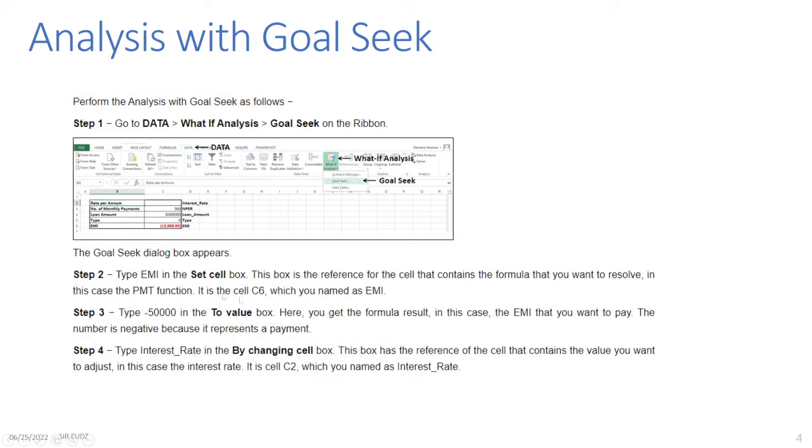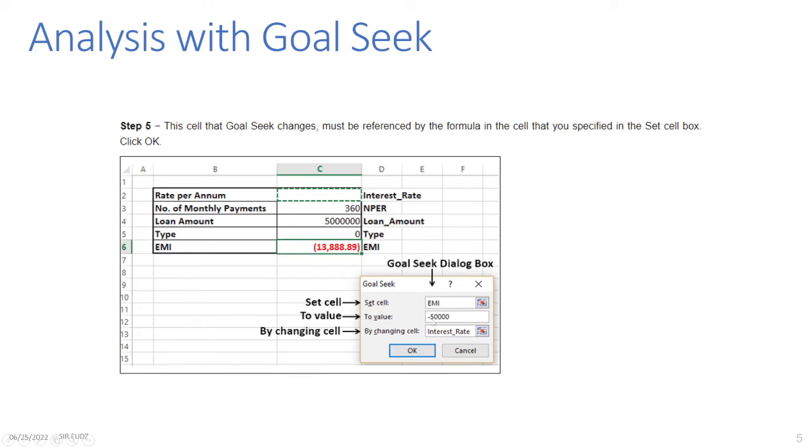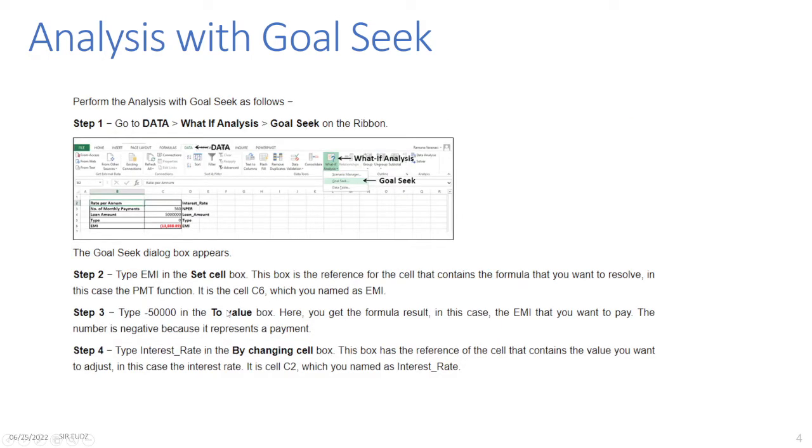So next, type negative 50,000 in the To value box. So to value negative 50,000, because it's a payment, that's why it's negative. So here you get the formula result, in this case, the EMI that you want to pay. The number is negative because it represents a payment.